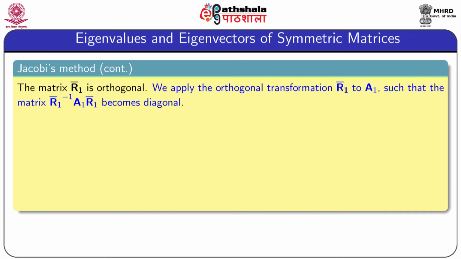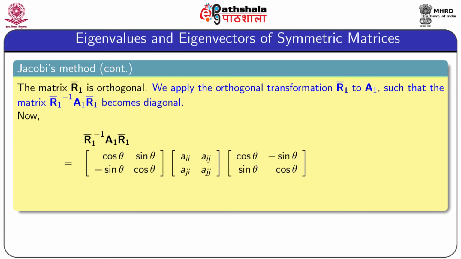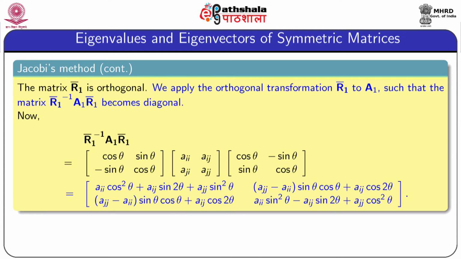Now we apply the orthogonal transformation R1 bar to A1 such that the matrix R1 bar inverse A1 R1 bar becomes diagonal. Now R1 bar inverse into A1 into R1 bar is equal to the product of these three matrices: this one is the R1 bar inverse, this is A1, this one is R1 bar. After multiplication it becomes a 2 by 2 matrix whose elements are shown in the last matrix. Note that this is a symmetric matrix. The off diagonal elements are the same.